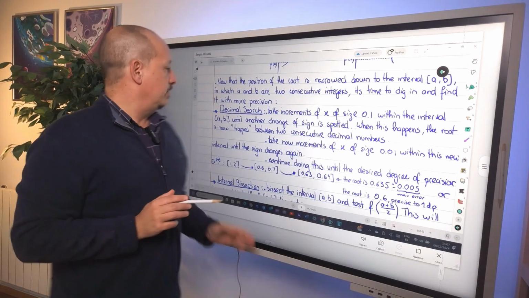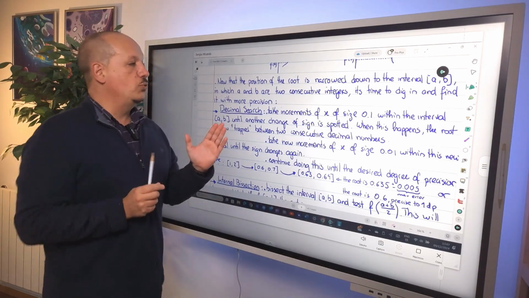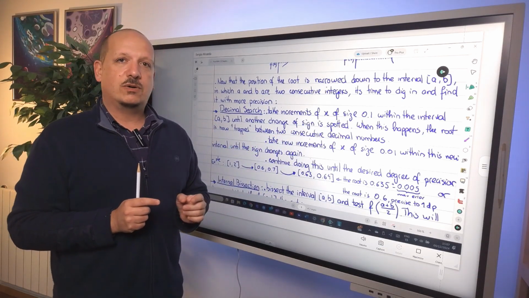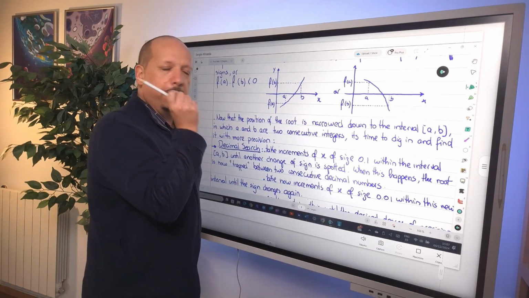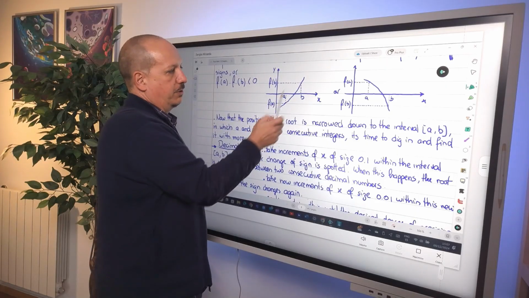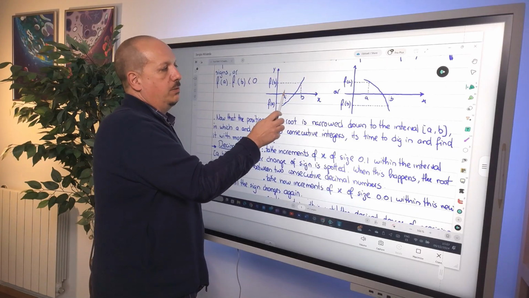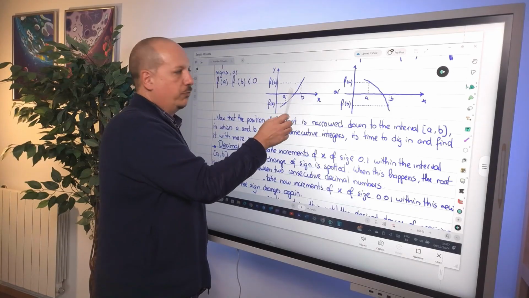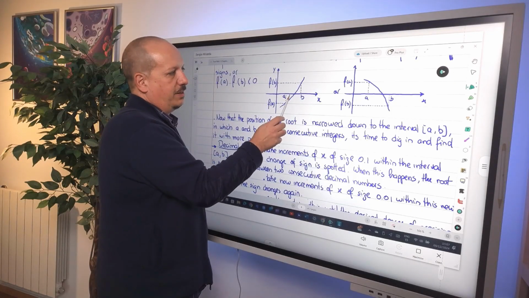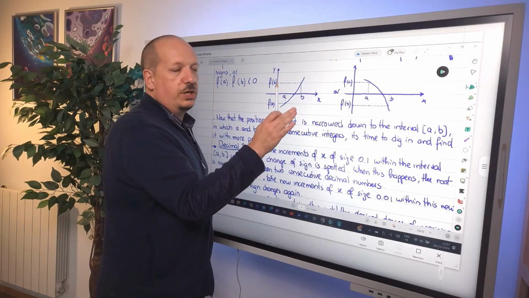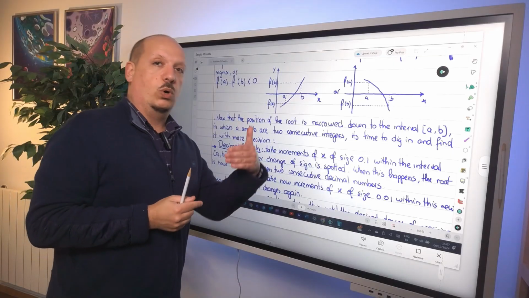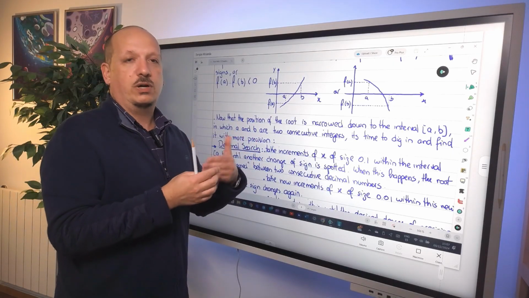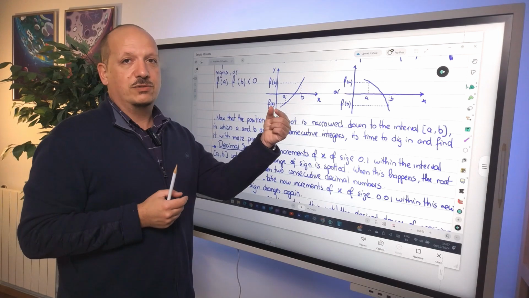When this happens, the root is now trapped between two consecutive decimal numbers, all right? For the sake of argument, let's say that this is 1 and 2. Then you are going to start narrowing down the search to 1.1, 1.2, 1.3, 1.4. So let's say that now the sign changes between 1.3 and 1.4. So you know now that the root is in between 1.3 and 1.4. It's already a much tinier interval.